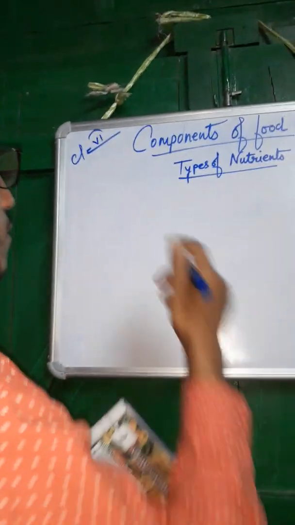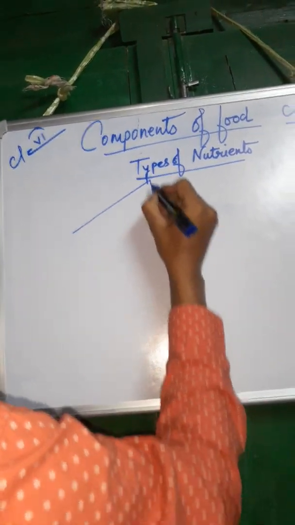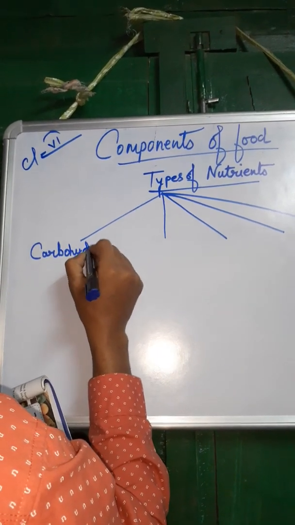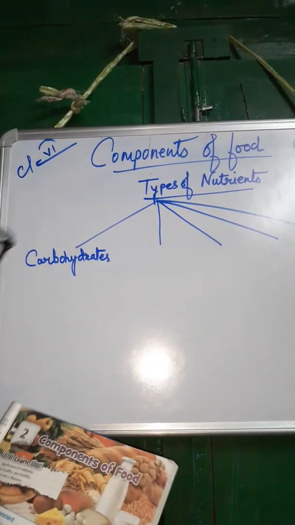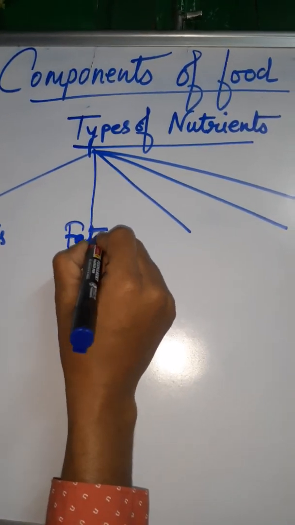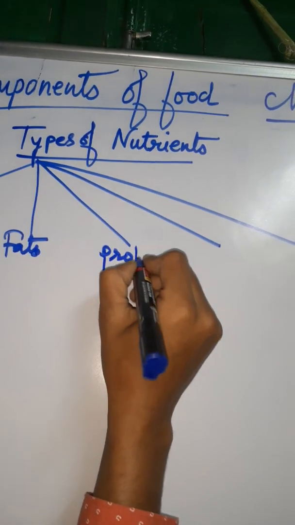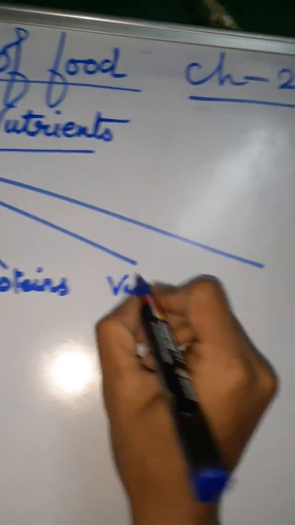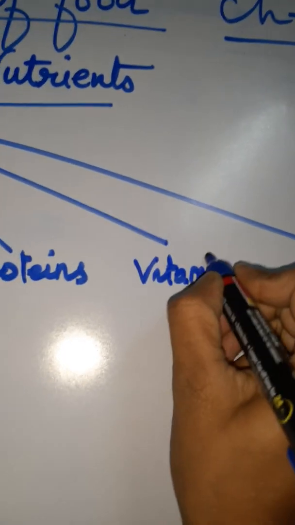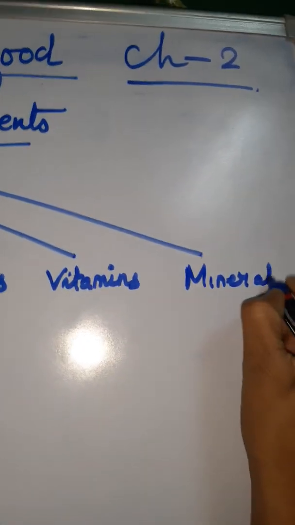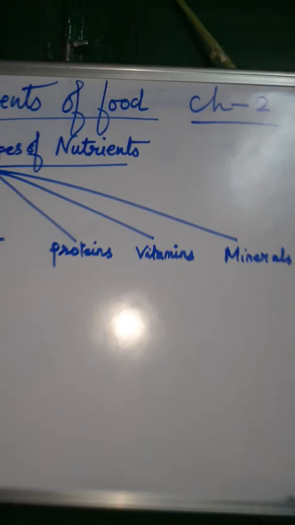Number one, carbohydrates. Number two, fats. Number three, proteins. Number four, vitamins. Number five, minerals. So these five are the types of nutrients.